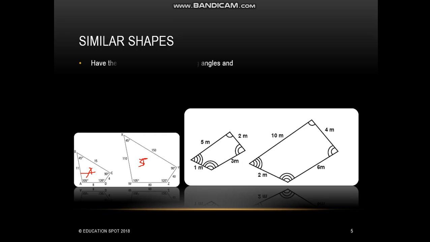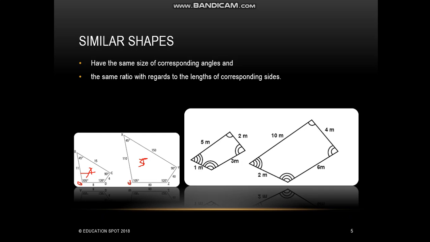What I'm saying is they have the same size of the corresponding angles. Looking at A and W, they both have an angle of 105 degrees, right? Z and D both have 120, Y and C have 90, and then X and B have 45, right? Which means they have the same size of all interior corresponding angles.